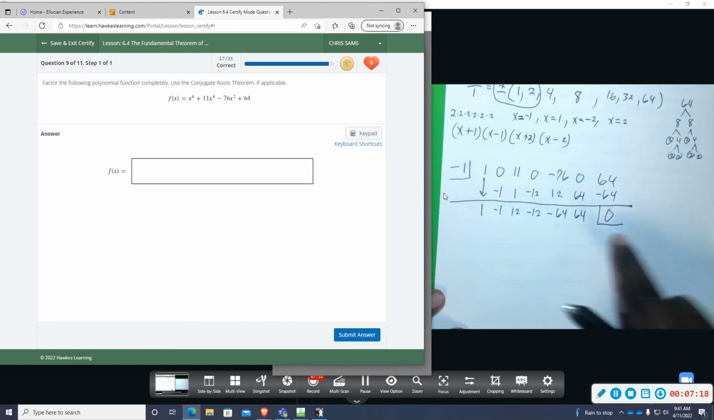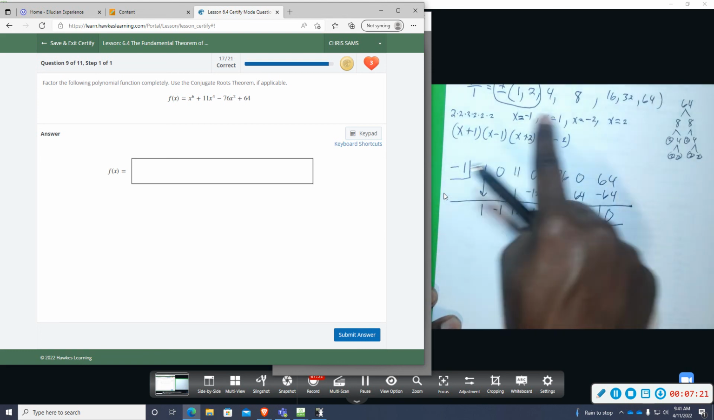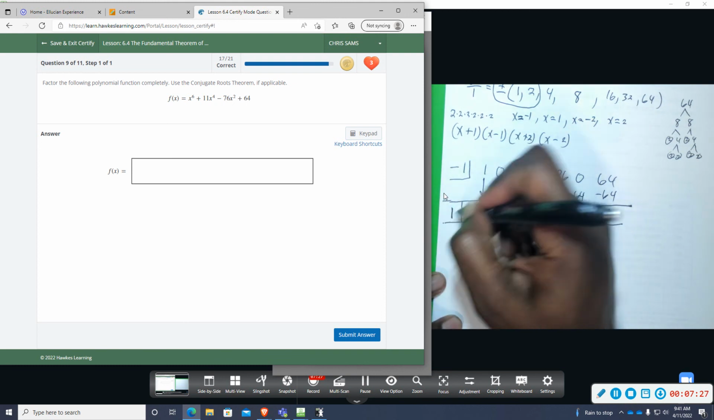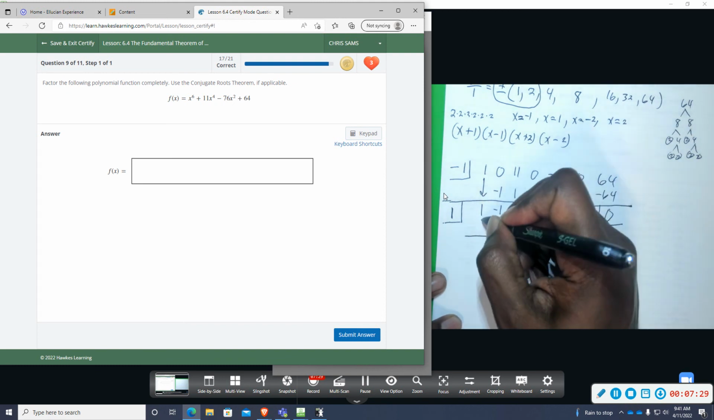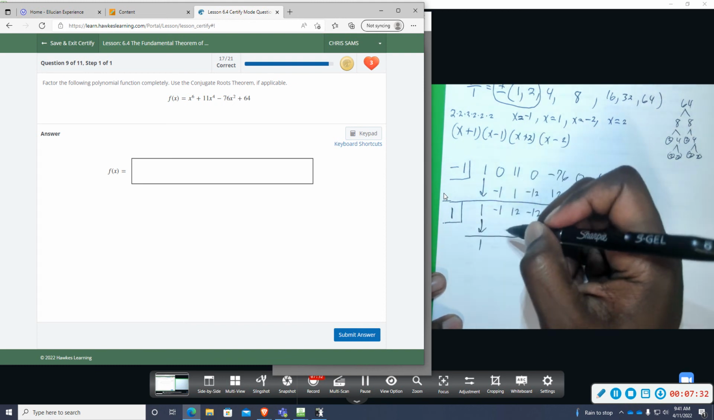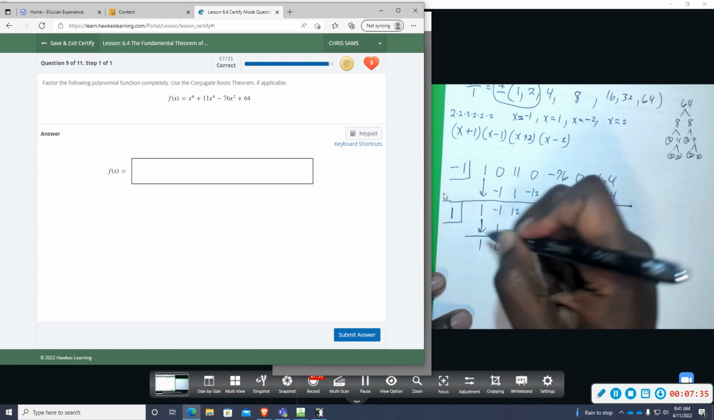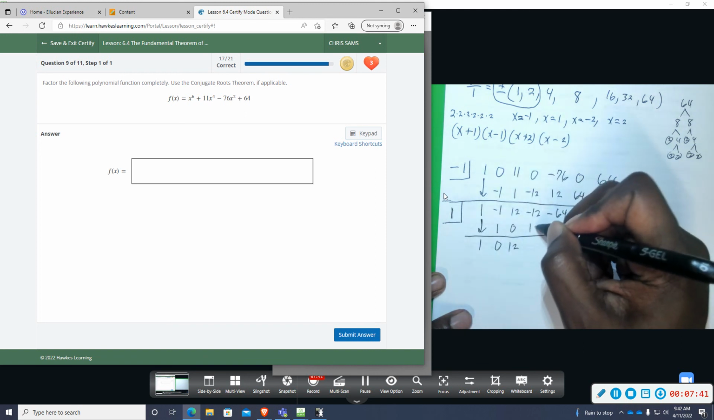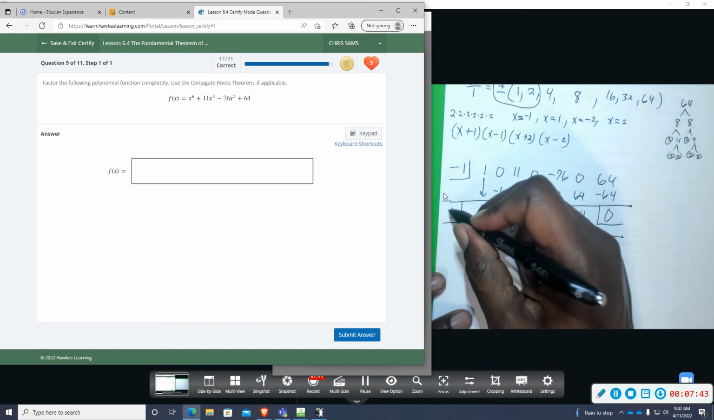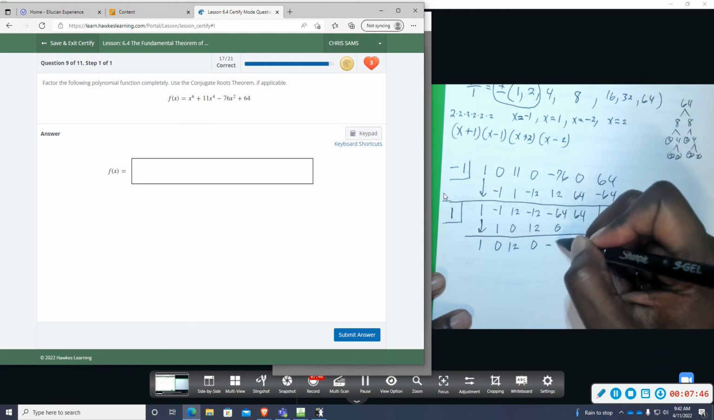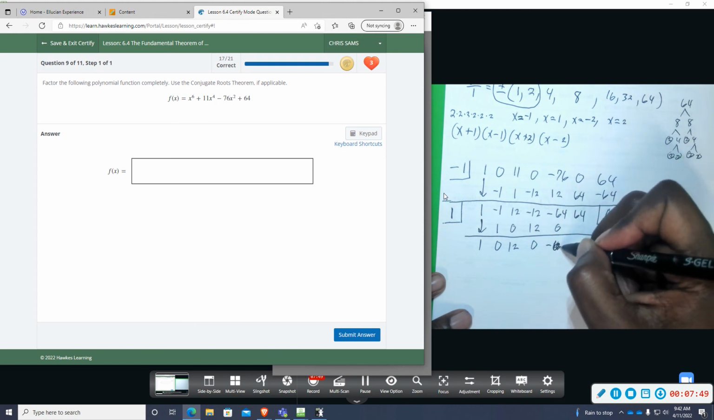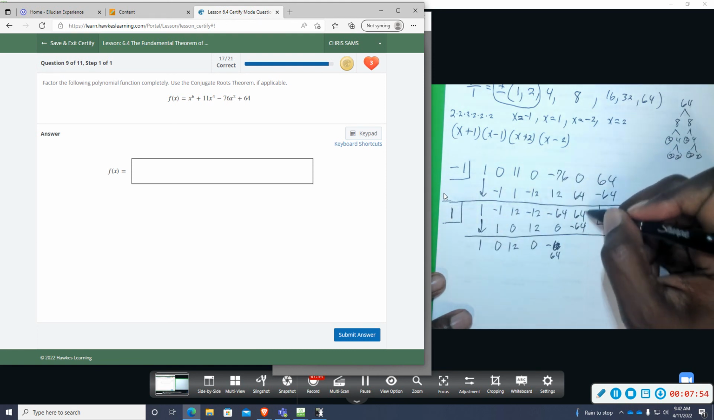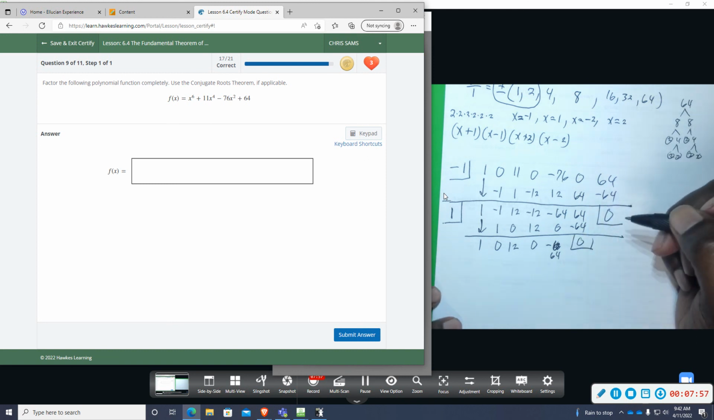All right, so since I got a 0, I can just continue. So we just confirmed the first one. Now we're going to do positive 1 and just keep going. You can keep going if you find a 0. Bring down the first term. 1 times 1 is 1. Combine, we get a 0. 1 times 0 is 0. Combine, we get 12. 1 times 12 is 12. Combine, we get 0. 1 times 0 is 0. Combine, negative 64. 1 times negative 64, negative 64. Combine, we get 0. All right.